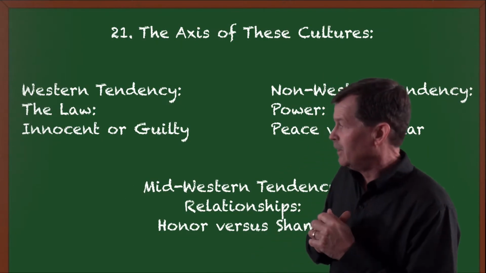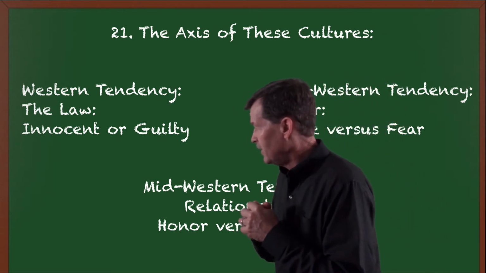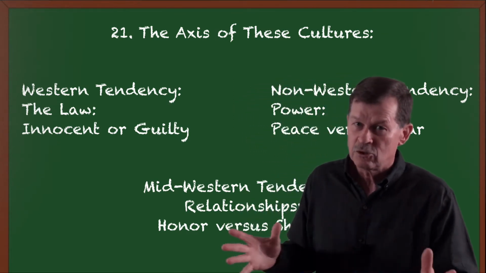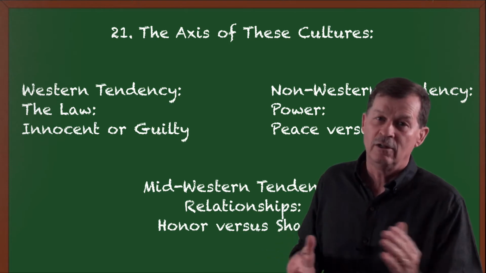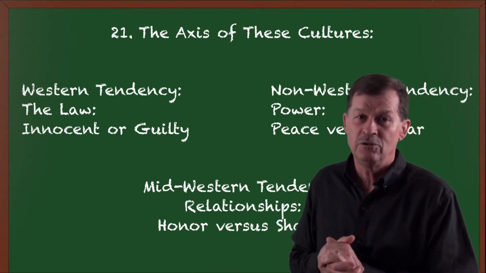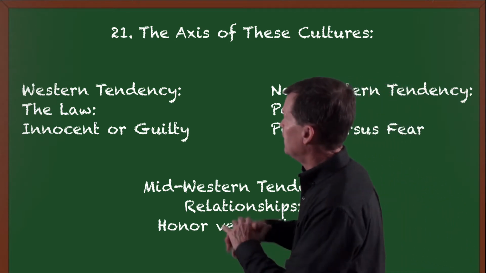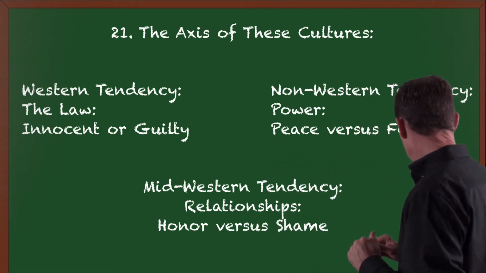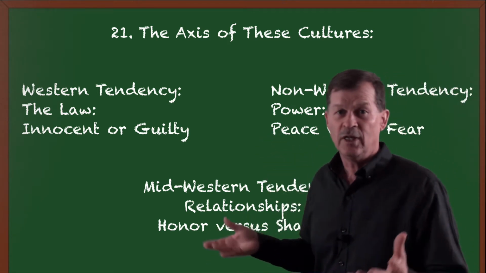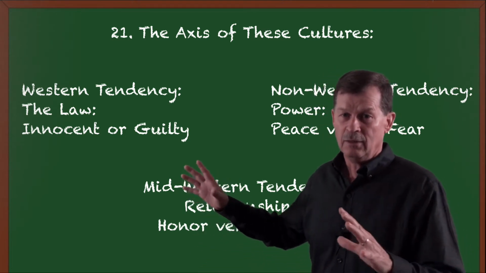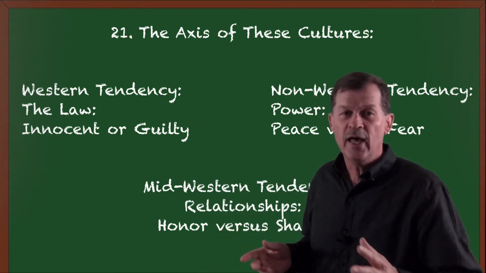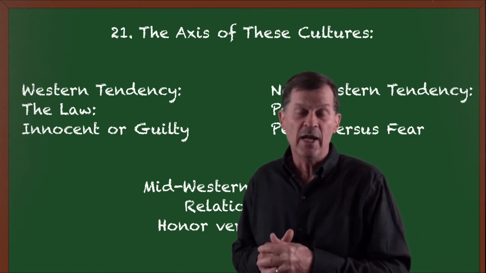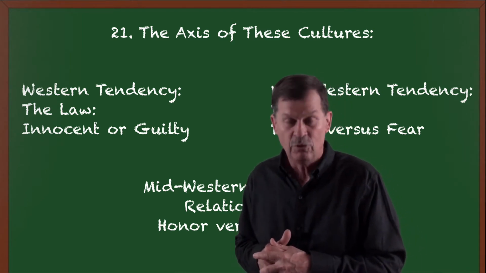Last point. Point number 21. It's an interesting point. Well, I think they all are. Otherwise, I wouldn't have noted them down and made you sit through them. But number 21 is the axis of these cultures. Now, I'm going to have to get out of the way so that you can see the whole board, but I'll do that towards the end so that you can see what we've put together.